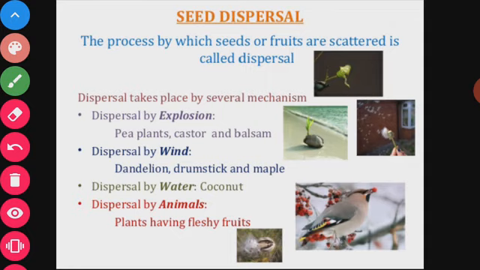Dispersal takes place by several mechanisms. Dispersal by explosion, like pea plants, castor and balsam. Dispersal by wind, like dandelion and maple. Dispersal by water, like coconut. Dispersal by animals, in plants having fleshy fruits, which the animals feed on.